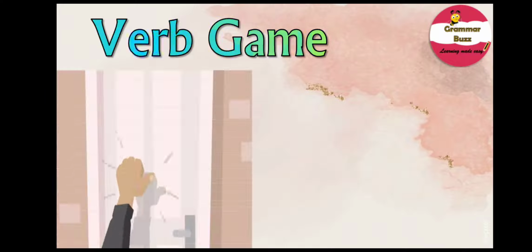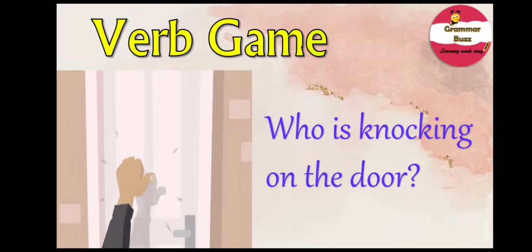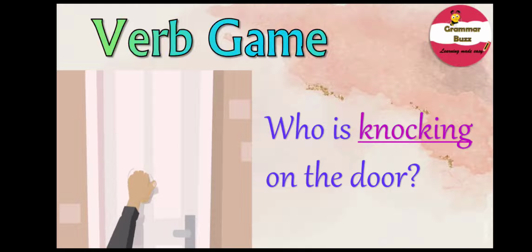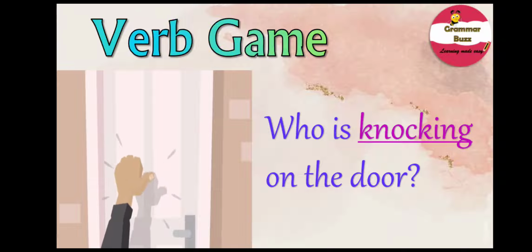And here comes the last one for you. And it says, who is knocking on the door? Okay, so which is the action verb here? Hey, help me out. Come on, I know you can. And you have already done it. You are so right. It is knocking. The word knocking tells us about an action that is being performed. Good job, bravo.